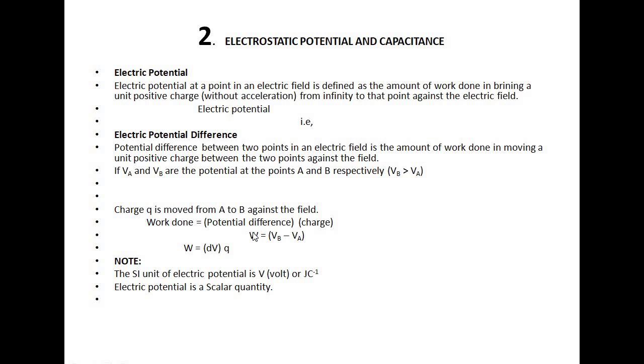The work done means potential difference into the charge, because V is equal to W by Q. So, W is equal to V into Q. Work done in bringing the charge is the product of difference in the potential into the charge. Here you should know that the SI unit of electric potential or electrostatic potential is volt. Similarly, the SI unit of potential difference is also volt. So, next page.